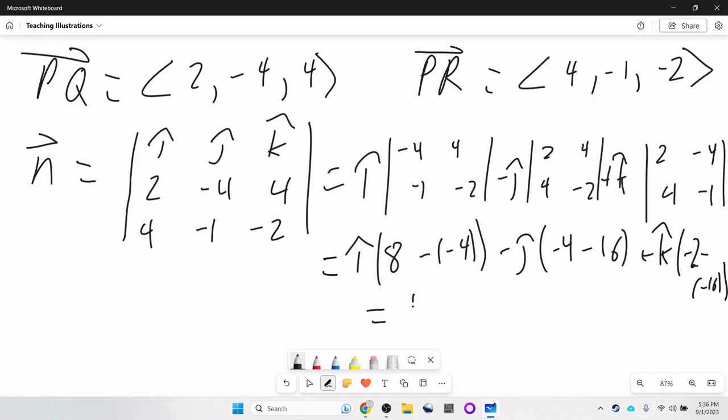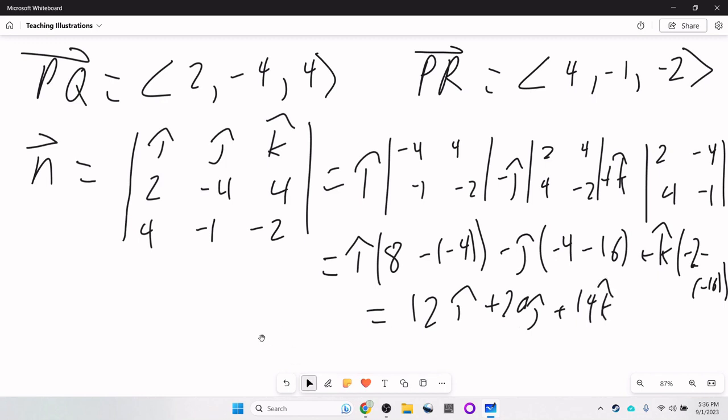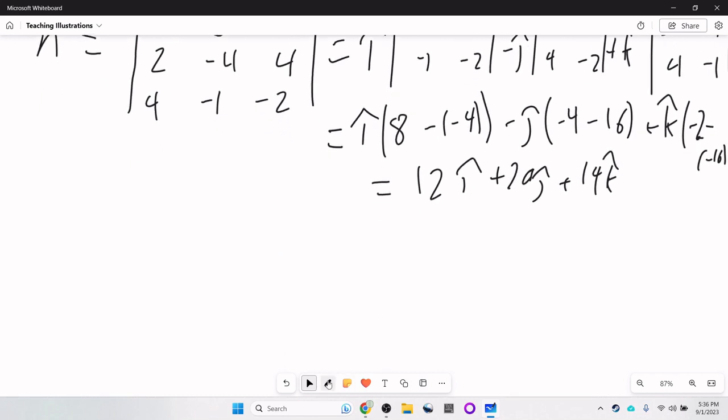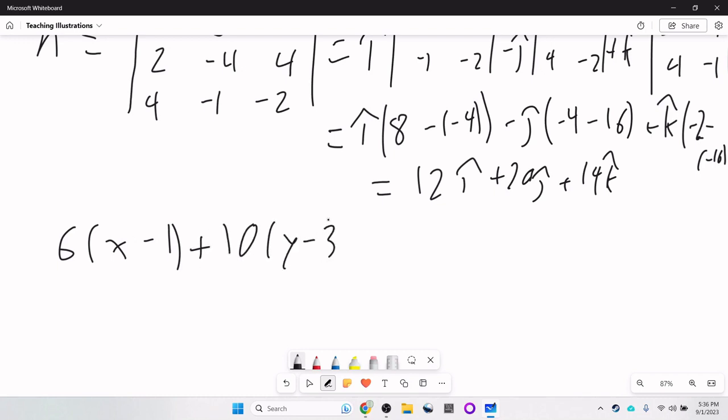Which then comes out to 12i plus 20j plus 14k. So that's our normal vector. That's the hard part. So now all we need to do is just write it out and shift it to have one of the points in it. So I'm going to choose to use the (1, 3, 2), but you could use any of them. We get 6(x minus 1) plus 10(y minus 3) plus 7(z minus 2) equals 0.